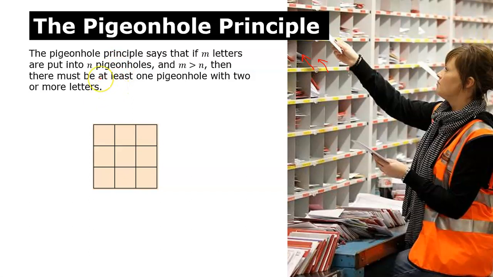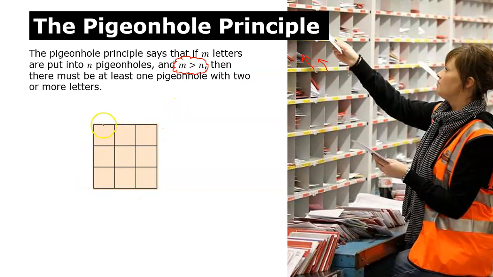So the pigeonhole principle says that if we have m letters that you're going to put into your pigeonholes on a particular day, and there are n pigeonholes, and importantly, we've got more letters than pigeonholes. If the number of letters m is bigger than the number of pigeonholes n, then there must be at least one pigeonhole with two or more letters. Now this strikes me as blatantly obvious.